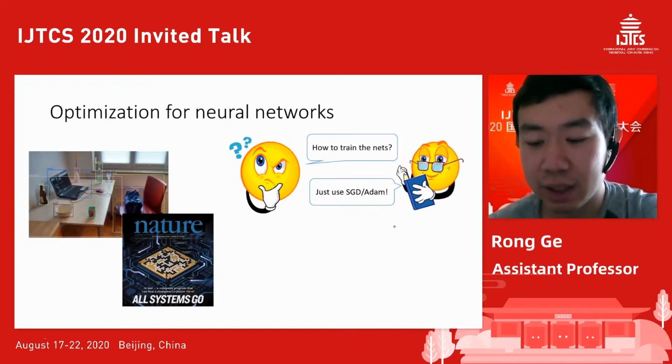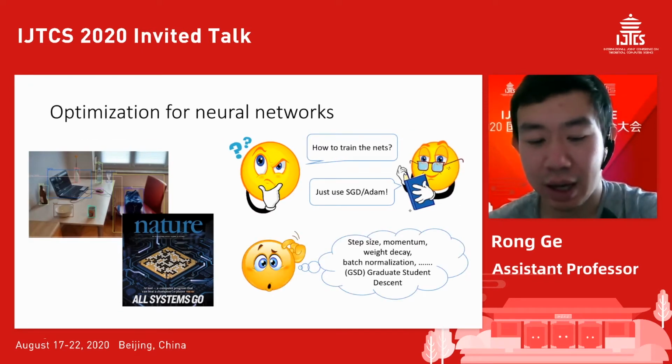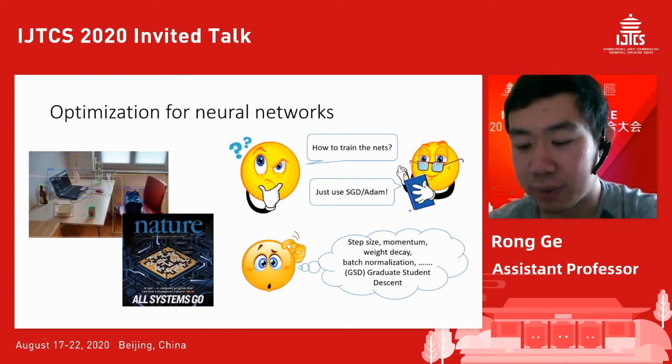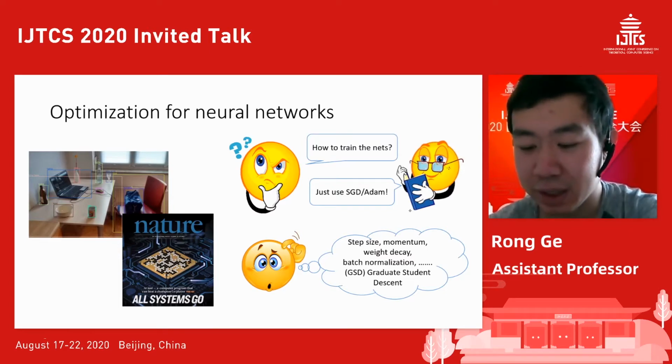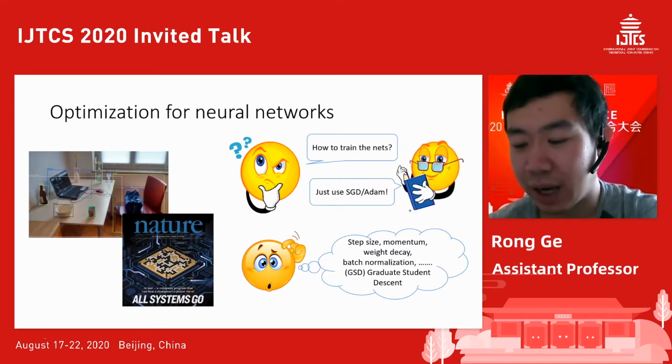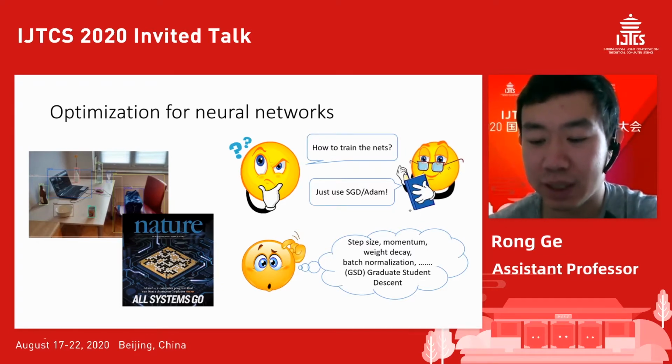Unfortunately, that's not quite the story if you are trying to train neural networks for some new tasks that you have designed. Once you look into how training works, there are actually a lot of things you need to change. For example, for stochastic gradient descent, you need to change the step size. You need to decide whether you use a momentum, although it's typically recommended. You need to think about whether you want to add a weight decay for regularization, whether you want to use batch normalization.